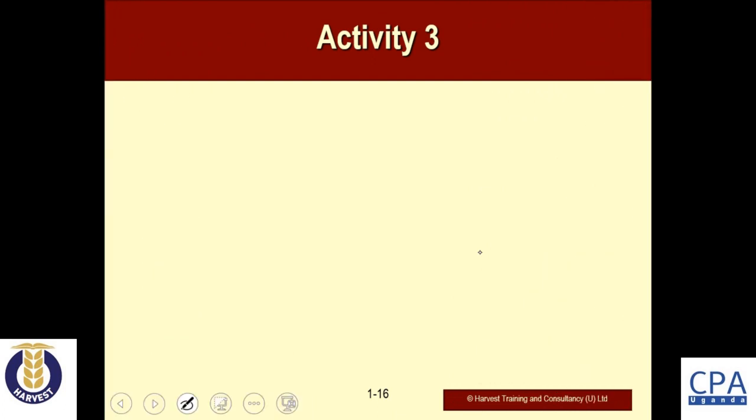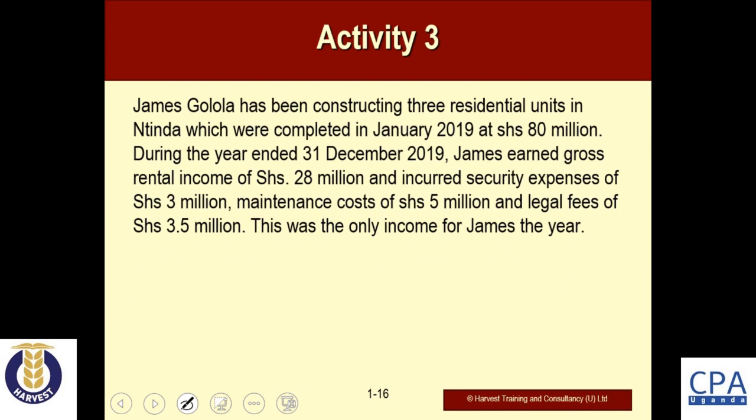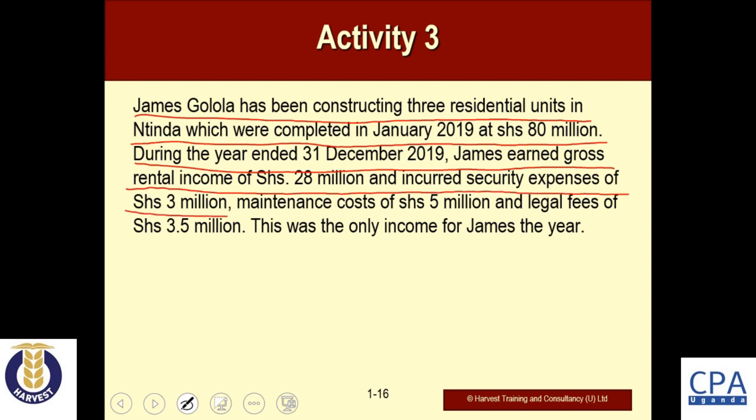In activity 3, we have a gentleman here, James Golola, who has been constructing 3 residential units in Tinda, which were completed in January 2019 at a cost of 80 million. And during the year ended 31st of December 2019, James earned gross rental income of 28 million and incurred security expenses of 3 million, maintenance of 5 million, legal fees of 3.5 million. This was the only income for James for that year of income.